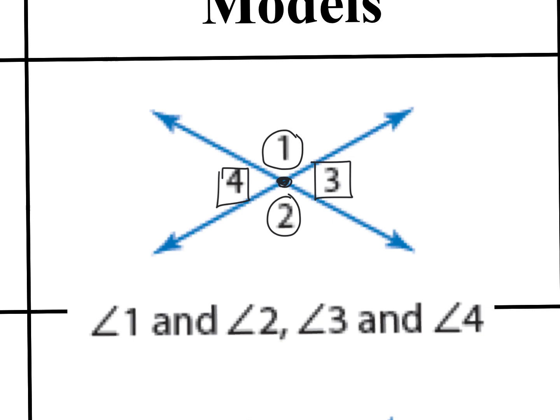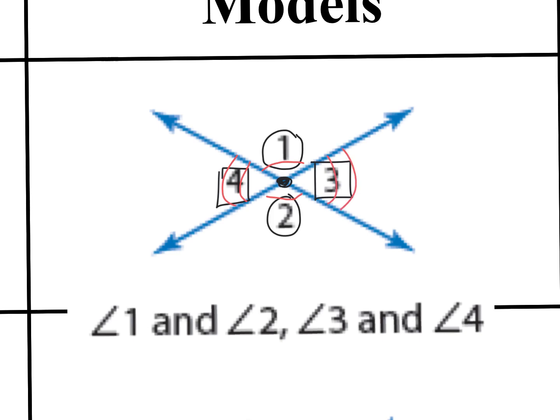Is there any other pair of vertical angles, or are those the only two? Those are the only two, right? And what did it tell us about their measure? What do we know about their measure? They're congruent. They're the same. You're going to see these symbols a lot. Those mean congruent. Those are congruent markings.